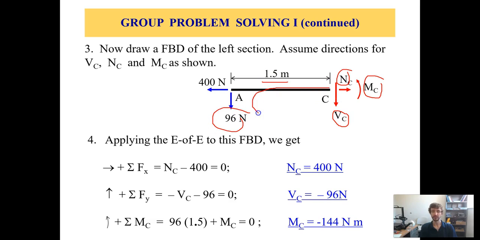I go like this, I go down, and it's a positive one. However, you can see that both of these are going in the positive direction, so I have to add both of them. And so MC would be negative 144 newton meters, which means I actually drew it in the wrong direction. It should have been in this direction, and then I would have been good. That would give me my moment. But with this, we get all of our forces at point C like we wanted. It wasn't too terribly difficult.